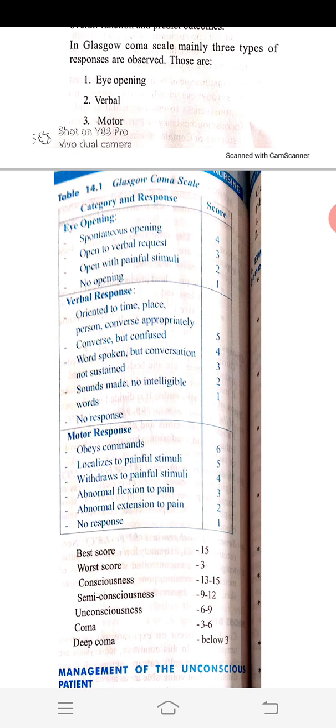If the patient is not opening their eyes after painful stimuli, then we score 1 point.